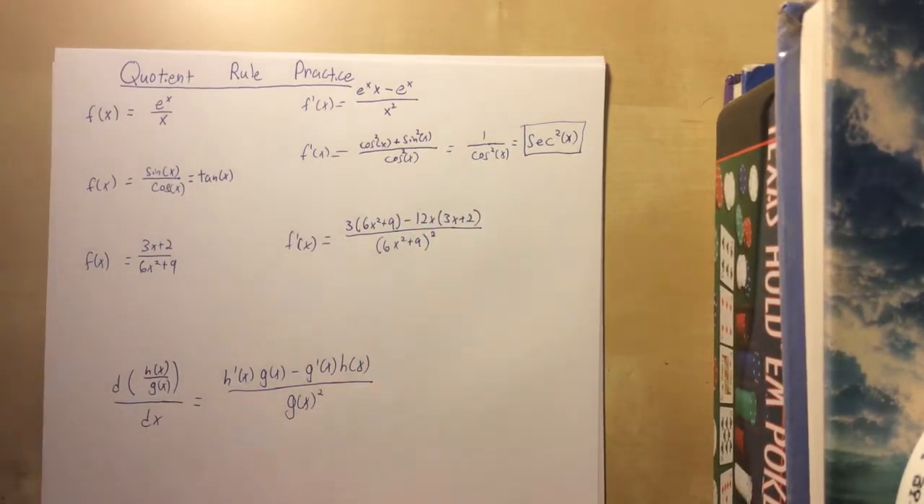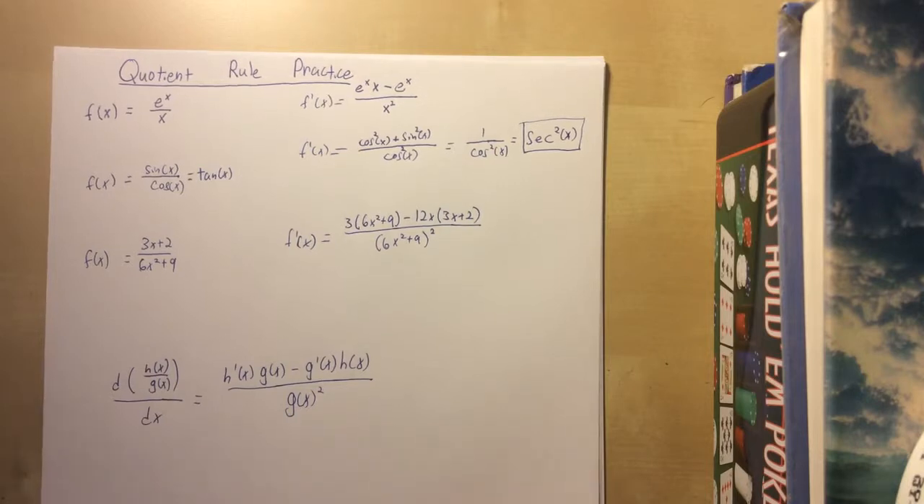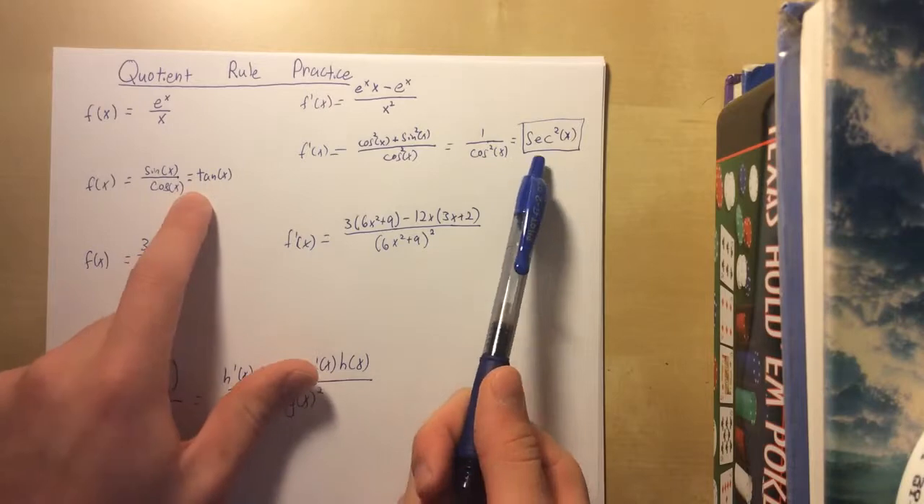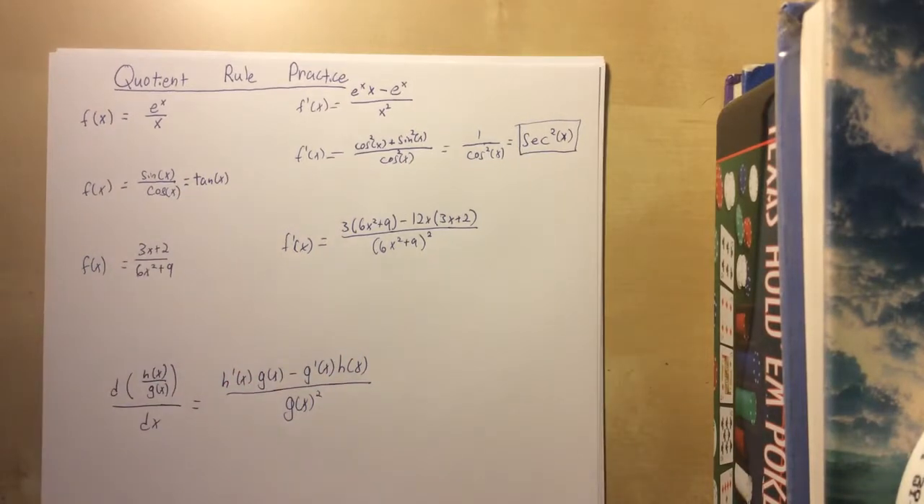So that's just some practice with the quotient rule. And once again, make sure you memorize this equation. Make sure you memorize that the derivative of tangent is secant squared. And that's it.